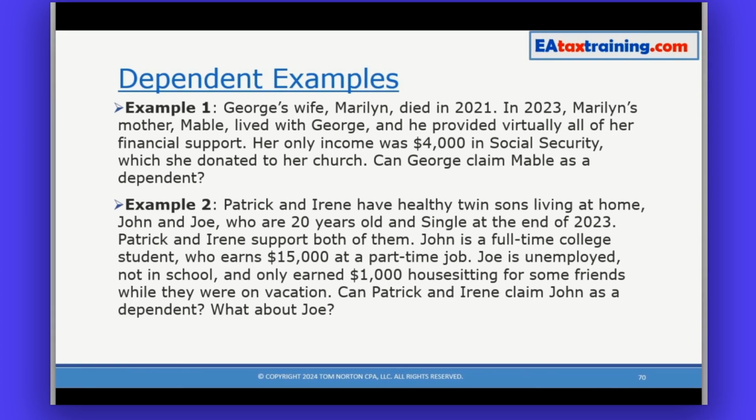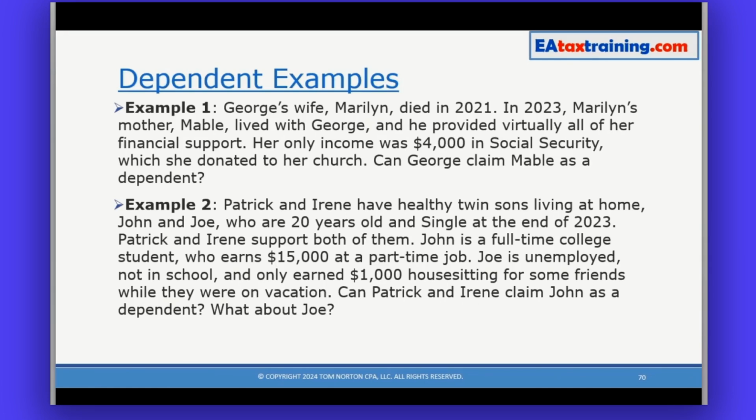Does he support her? Yep, provides virtually all her support. He lives with her. We already said that. Does she have more than $4,700 of gross income? Nope, it's only $4,000, and she doesn't use that to support herself. She donated it to her church. So yes, George can claim Mabel as a dependent. She is a qualified relative.